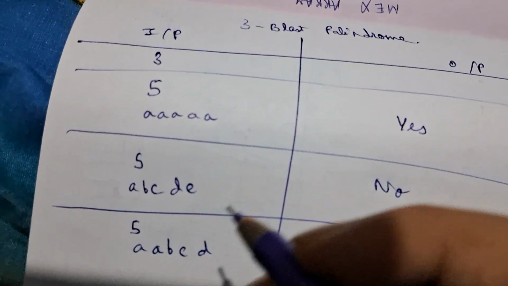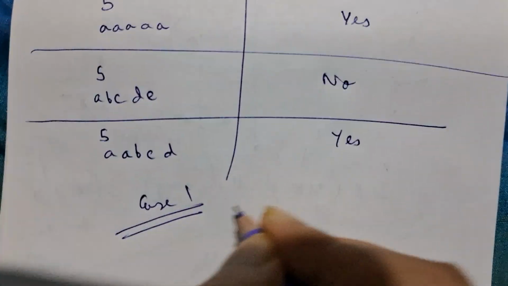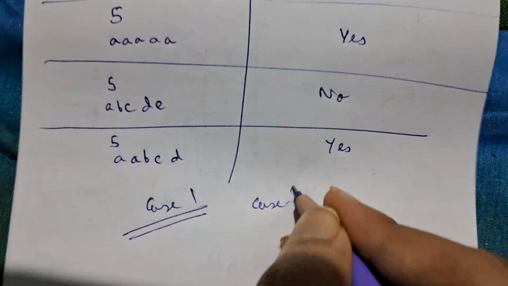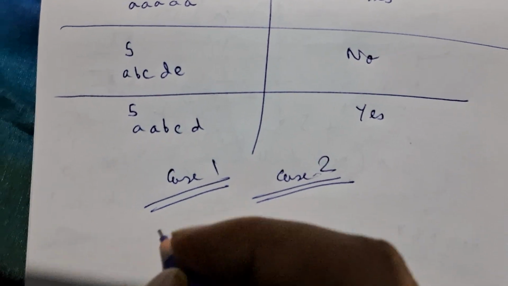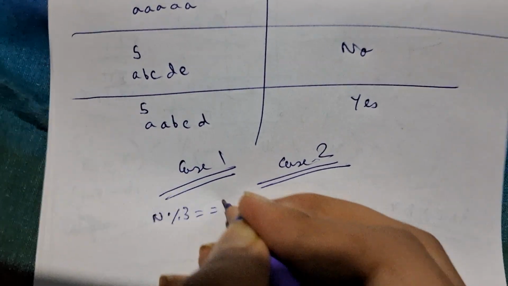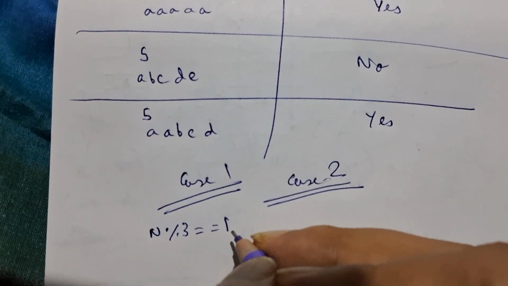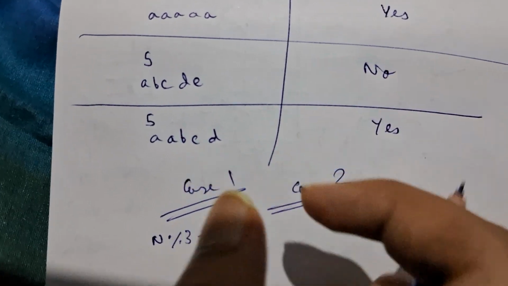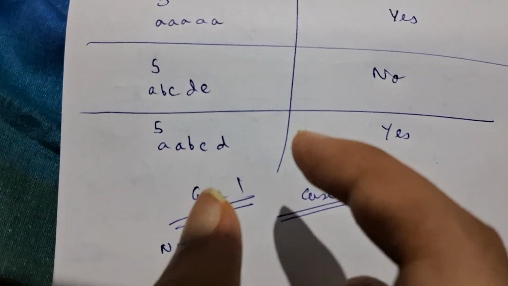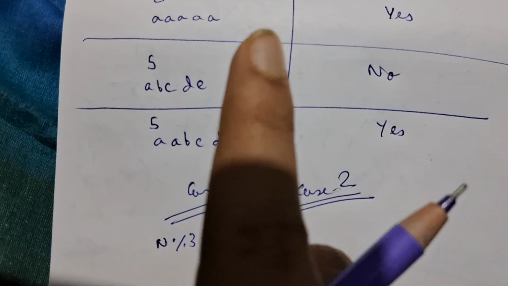Okay, so we are going to go into 2 cases. One case is if n mod 3 is equal to 1. So remember one thing, if n mod 3 is equal to 1, and we go on deleting 3 consecutive elements, there will be one time when there will be only one element left, right?